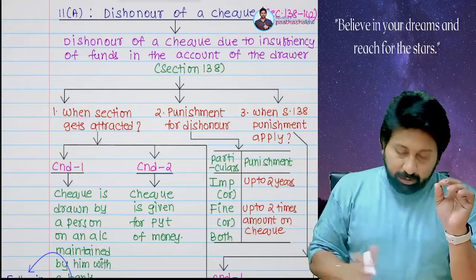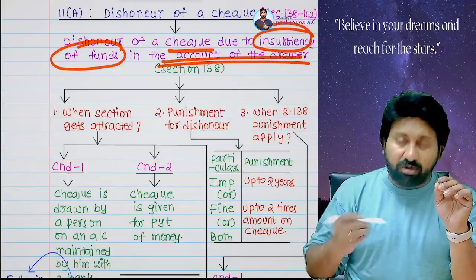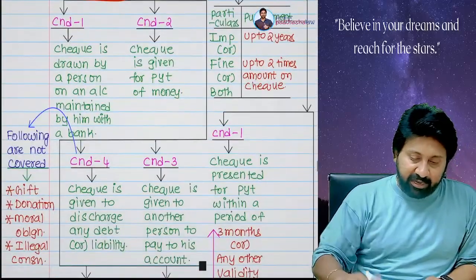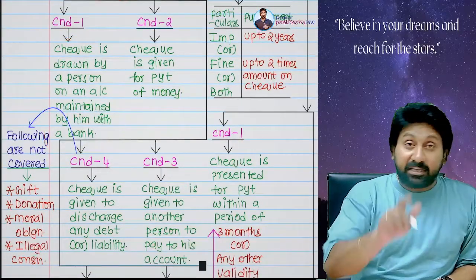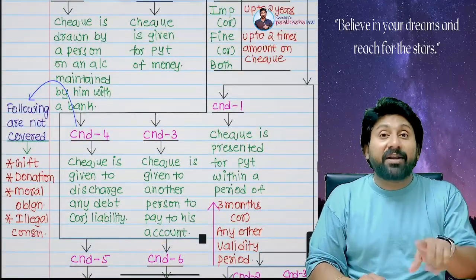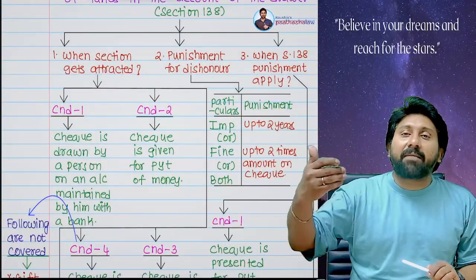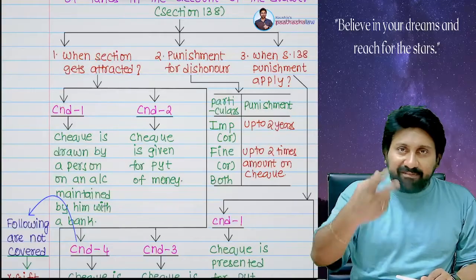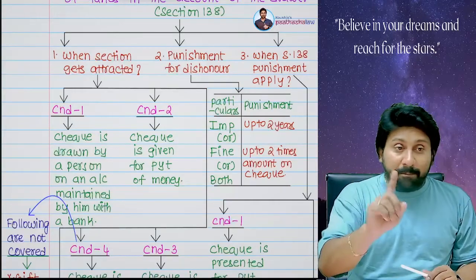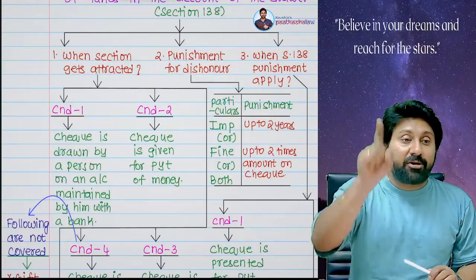See here: dishonor of a check due to insufficiency of funds in the account of the drawer is the question. Let us understand when the section gets attracted. There are totally 6 conditions. If all 6 conditions are satisfied, then on dishonor the drawer will be punishable. Simply put, I am a debtor, you are a creditor. I gave a check, but it bounced. Will I be punished? No, not just like that. You should satisfy 6 conditions. Then only the debtor becomes liable and you can punish him.